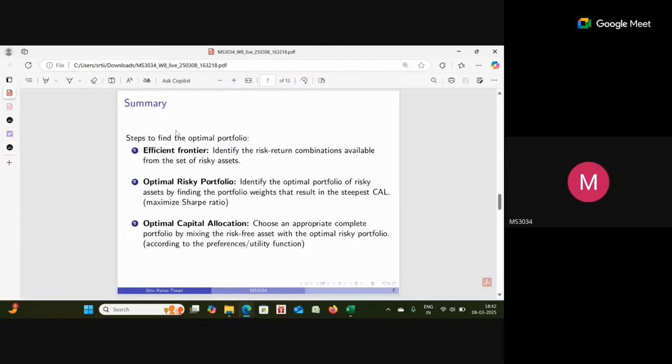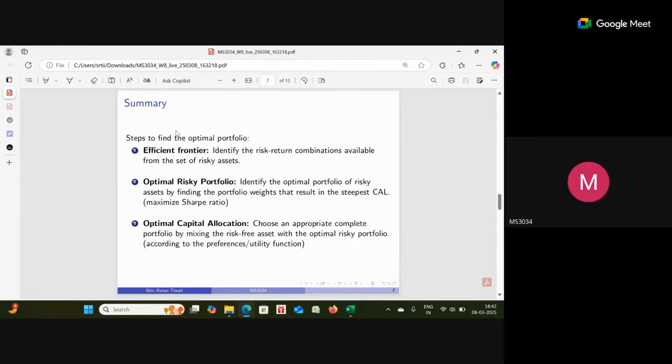Once you find this optimal risky portfolio, then you do the capital allocation according to your preferences. You choose an appropriate complete portfolio by mixing the risk-free asset with the optimal risky portfolio according to your preferences or the utility function.